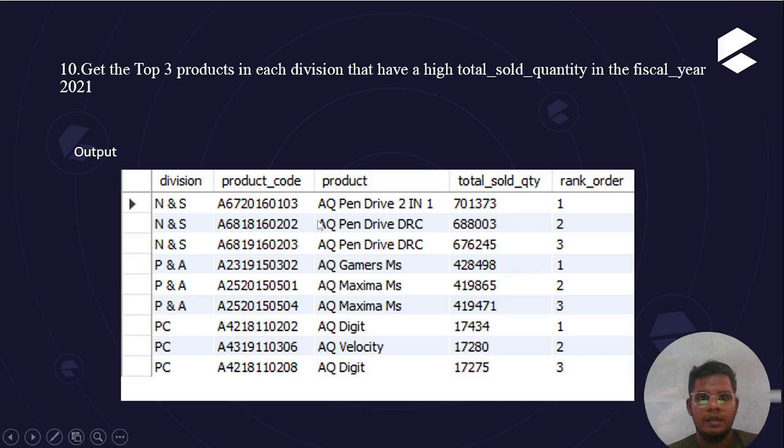Okay, that is because it's the same product with a different product code. Maybe there is an update for this product. That's why the rank order is 1, 2, 3, and then this accessory is right. Gamer is MS, the Maxima MS, maximum MS. It's also in 1, 2, 3 rank order. Now peripherals and accessories. In PC, AQ digit, the AG velocity, and AG digit. This is holding the places 1, 2, 3 in rank order.